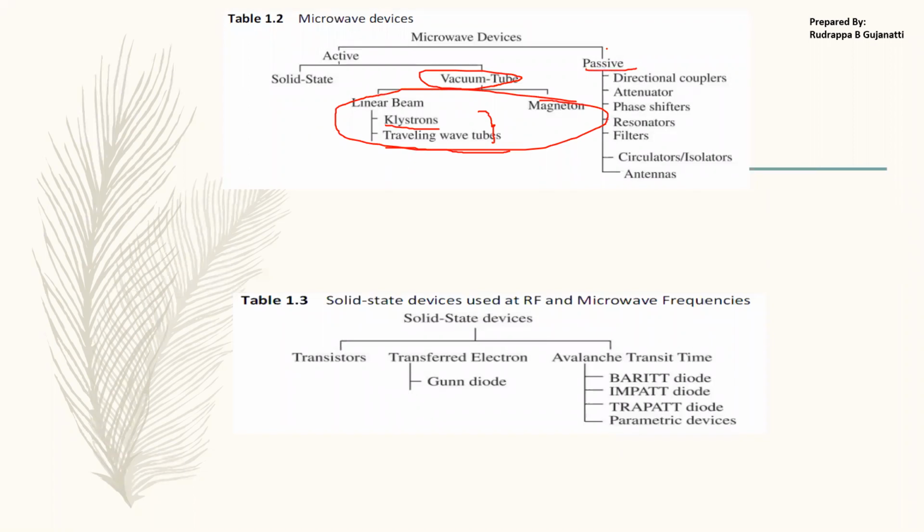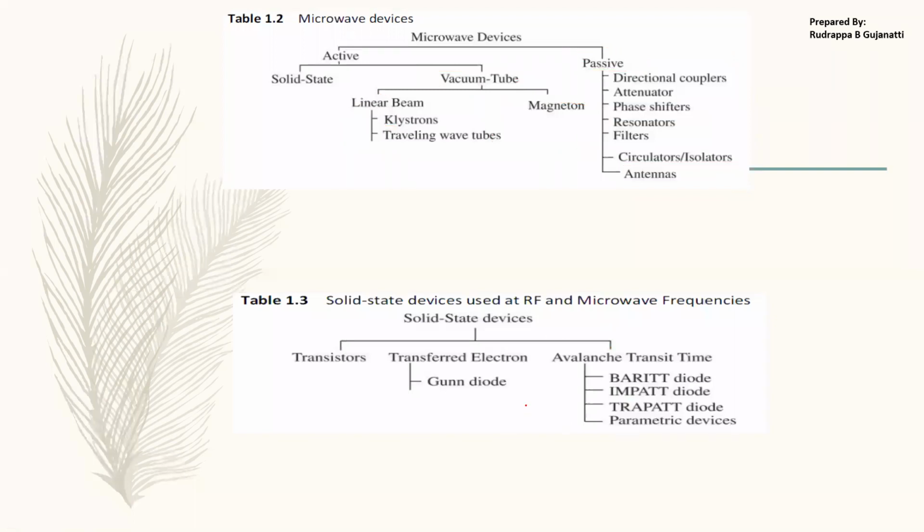Then in passive devices, what do we have? You might have an attenuator, a phase shifter, a resonator, then antennas. All these are classified as passive microwave devices.